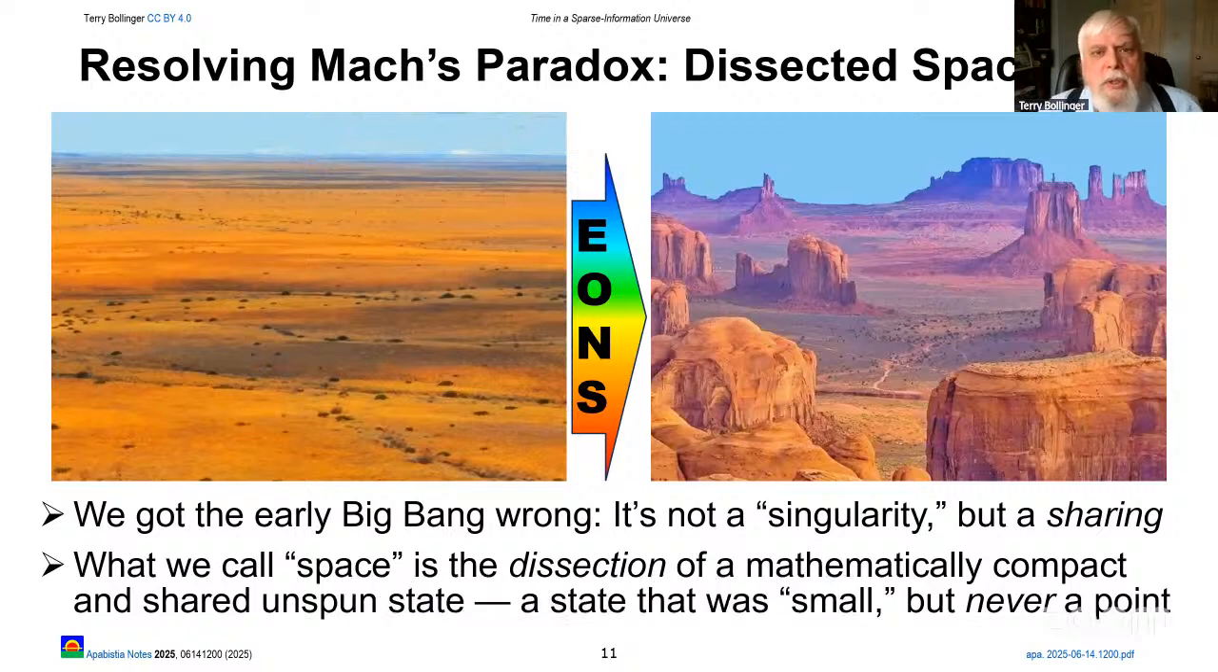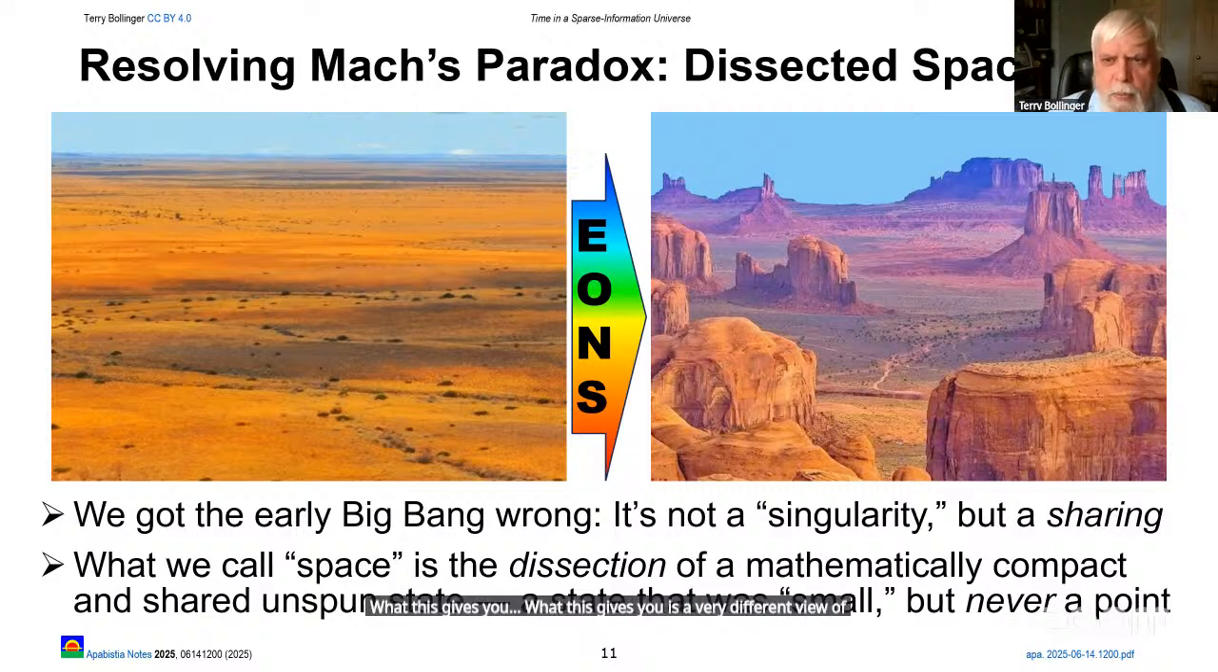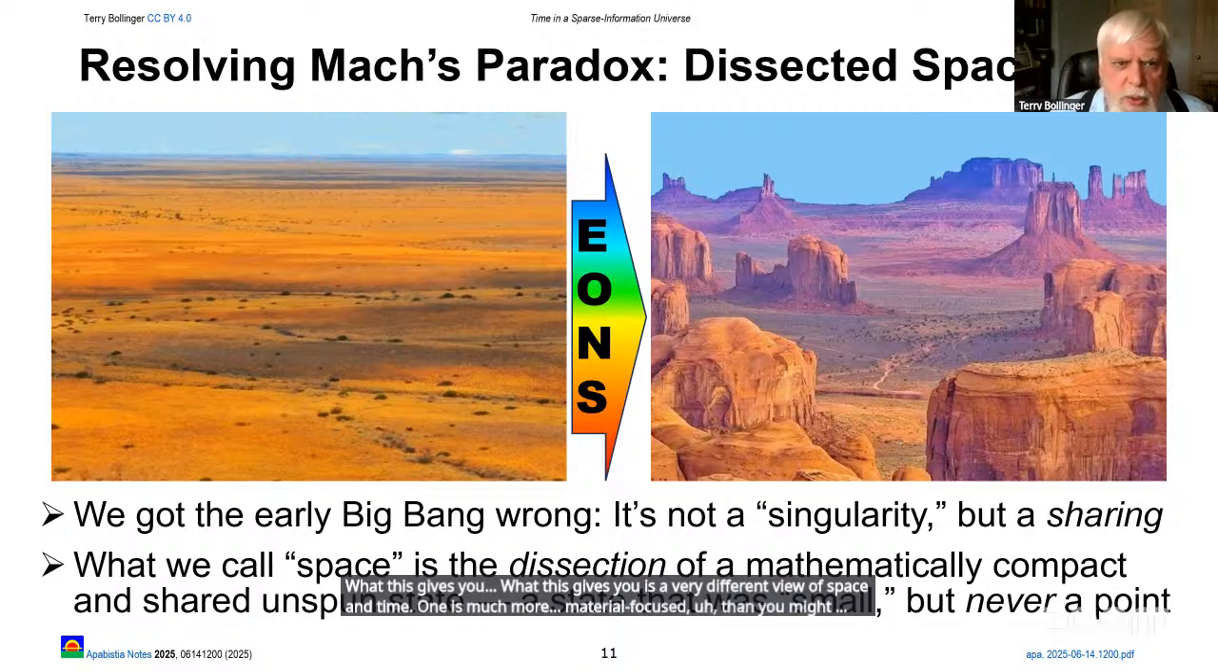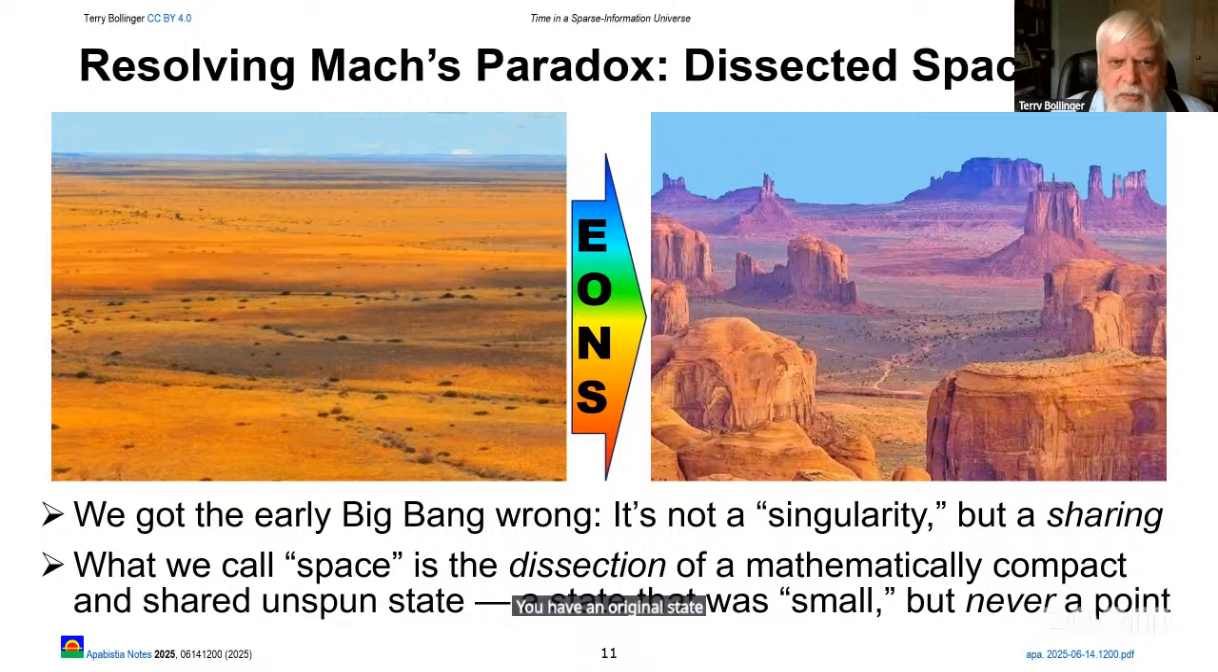What this gives you is a very different view of space and time. One is much more material focused than you might think. You have an original state on the left, like a raised plateau, which everybody has exactly the same definition. They say this is what no motion, no linear motion means. And the universe says, and this is what no centrifugal, no angular motion means.